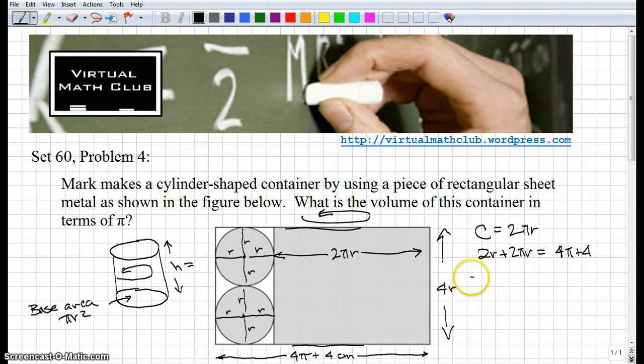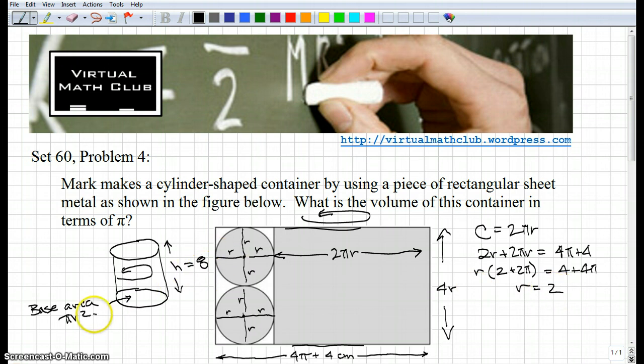Okay. Now you can see we have an r and an r. We have a factor of r in both of these terms. So we can actually factor that out, and we end up with 2 plus 2 pi times r, and that has to be equal to 4 plus 4 pi, right? So you can see the r has to be 2 in order for that to work out. So now we know r, and that's basically all we need to know, because we determined that the height has to be 4r. So the height is equal to 8. Okay, 4 times 2, 8.